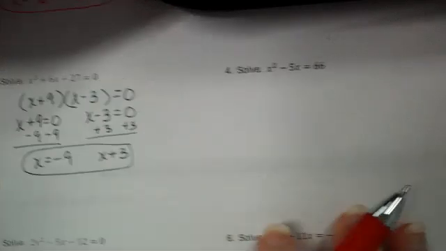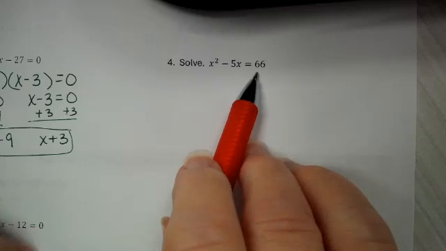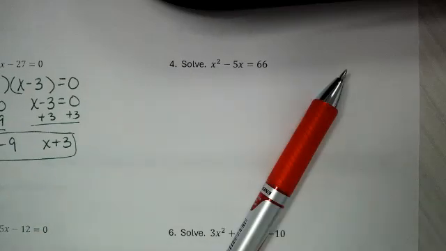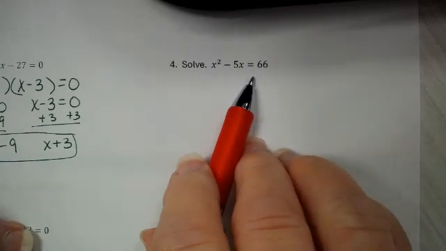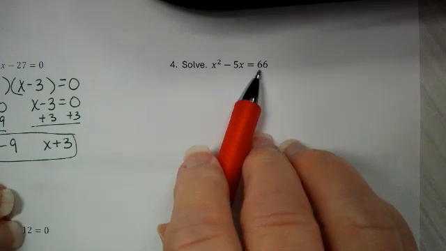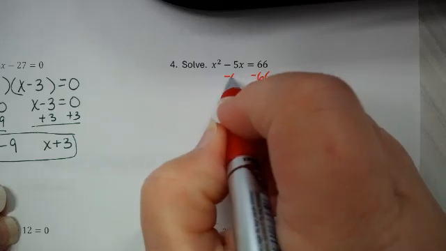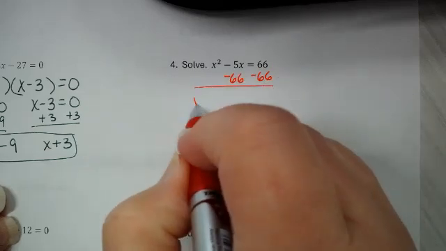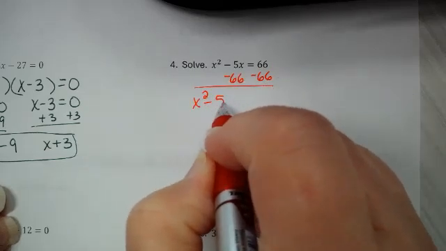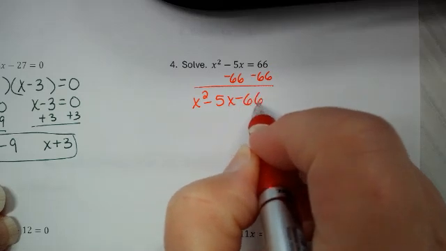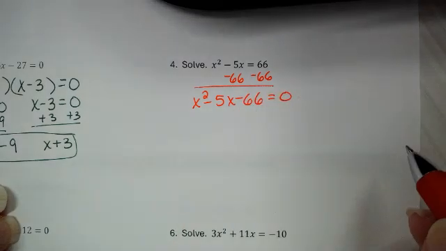All right, let's look at the next one. X squared minus 5x equals 66. Well, the first thing I notice here is it does not say equals 0. So I need to make it say equals 0. I'm going to subtract 66 from both sides. So now it says x squared minus 5x minus 66 equals 0.